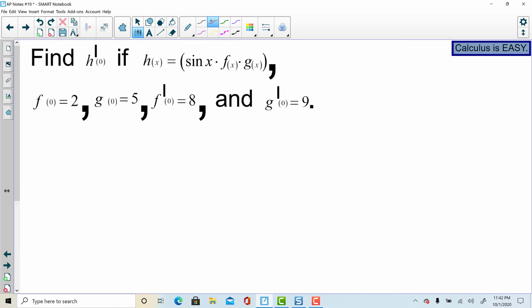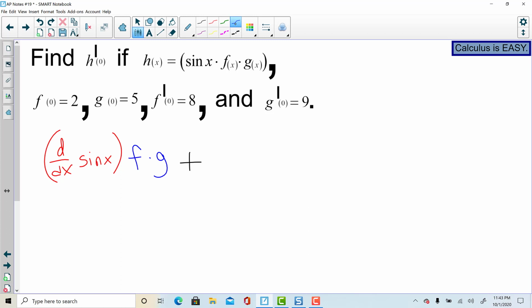Okay, here's our last example. This is a product rule, but with 3 things. We have sine, we have f, and we have g. Now, if you remember the pattern for that, that's a product rule with 3 things. On the first piece, I'm going to do the derivative of sine, and I'm going to write the other 2 things.